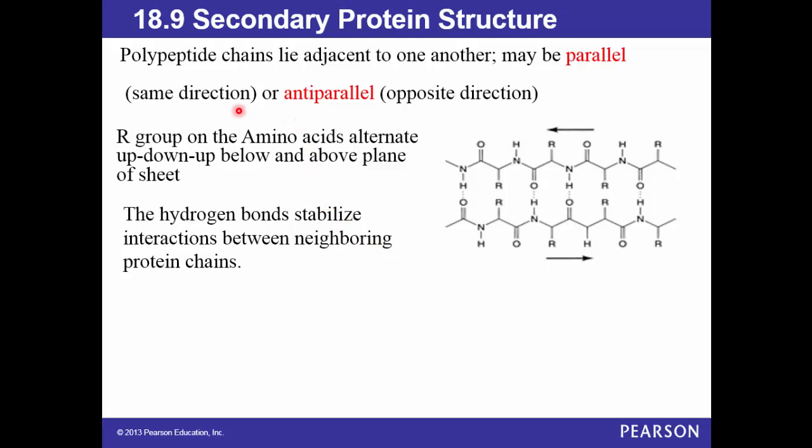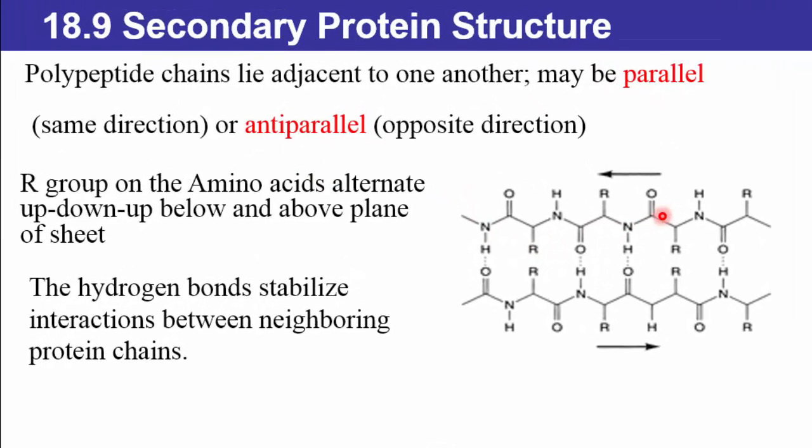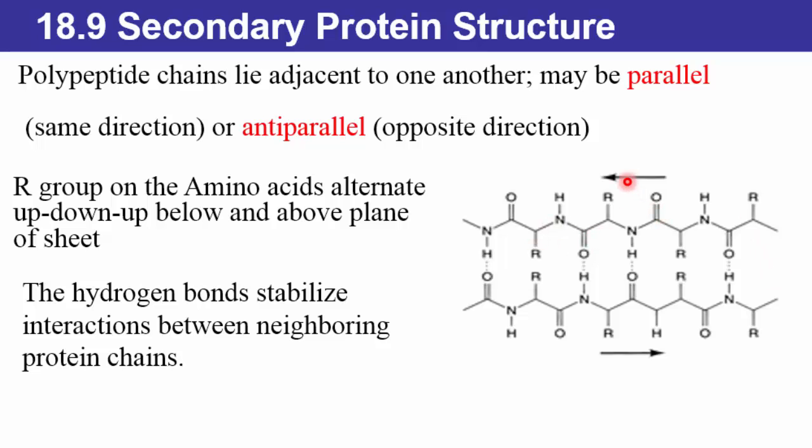Now the second type of secondary protein structure is called the beta pleated sheet. There could be two types, parallel and anti-parallel. It consists of two chains, as you can see. If they run in opposite directions, it is anti-parallel. If they run in the same direction, it's parallel. The R groups on the amino acids alternate one below and above: this is above the plane and this is below. So the R groups alternate up, down, up, below and above the plane of the sheet.